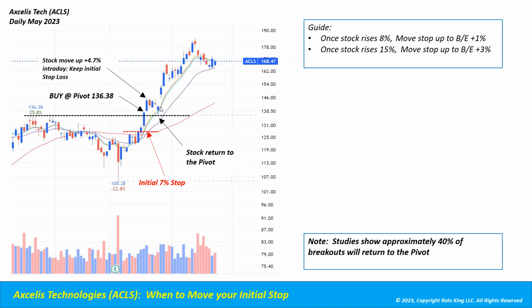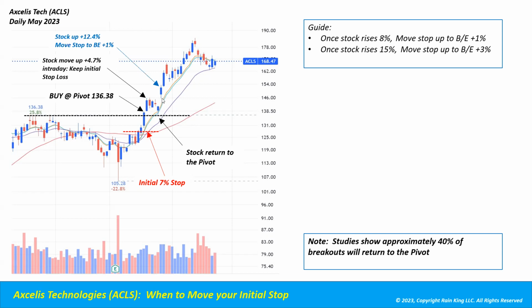Now the stock actually comes back down towards the pivot. And it's worth noting, as I put down in the corner here, IBD's studies show that approximately 40% of all breakouts will return to the pivot area. So that's what Excellus did in this case. It came back down and kissed the pivot. But our stop loss is still down at a 7% stop.